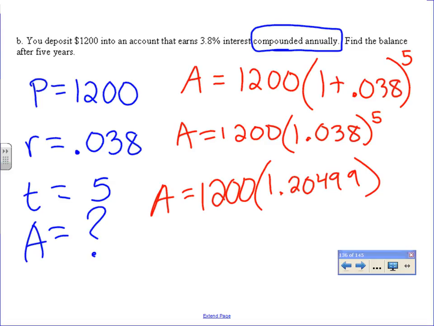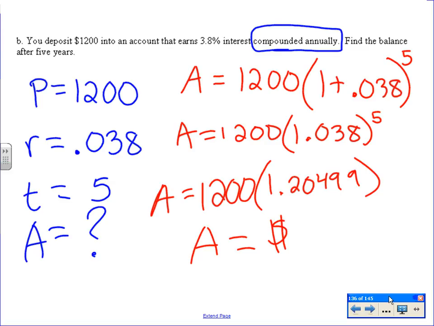Now what? Joseph, now what? Good. Now we're just going to multiply. So what is the account balance on this compounded interest formula? Camille? Well, it's money, so round it to the nearest cent. Round to the nearest cent. Good job, thank you.